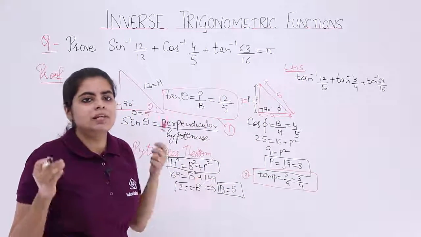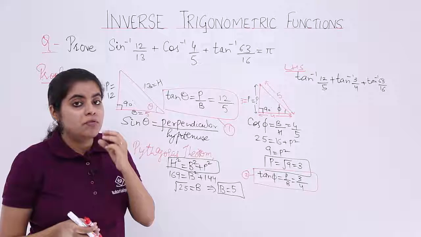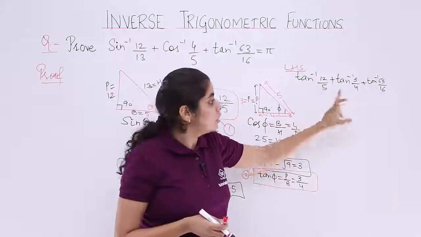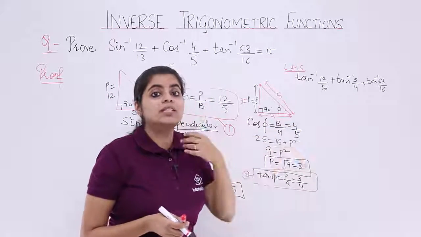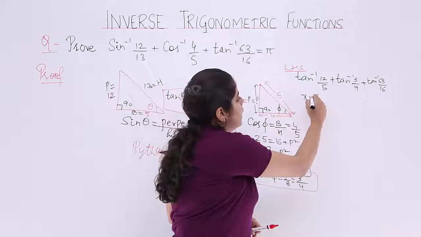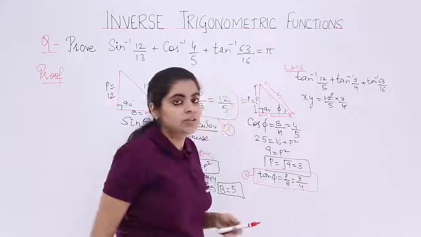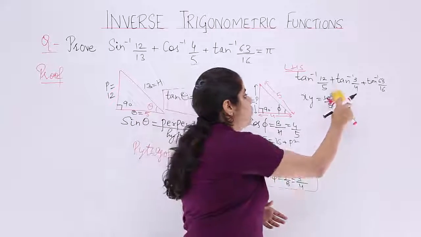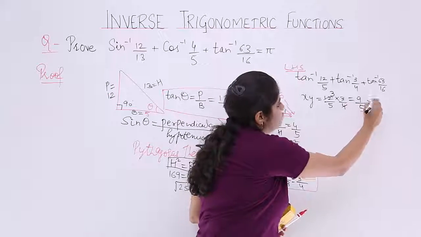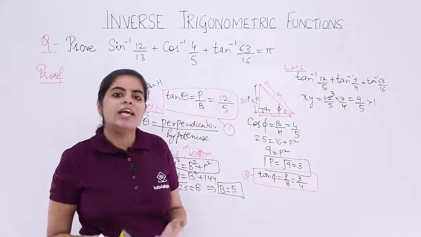Now, the formulas for tan inverse x plus tan inverse y we have already studied in 3 cases. First, compute what x is. X is 12 upon 5, greater than 0, positive. Y is again positive. What is the product xy? 12 upon 5 into 3 upon 4. The 4s cancel and the 3s cancel, so it becomes 9 upon 5, which is greater than 1. So x is greater than 0, y is greater than 0, xy is greater than 1.